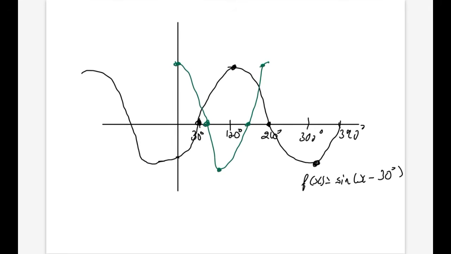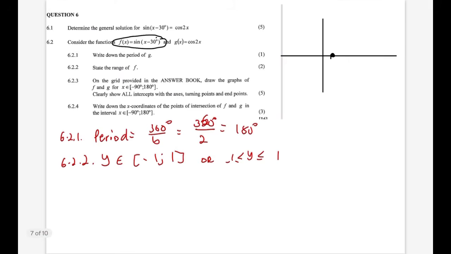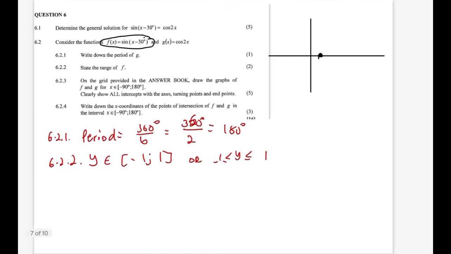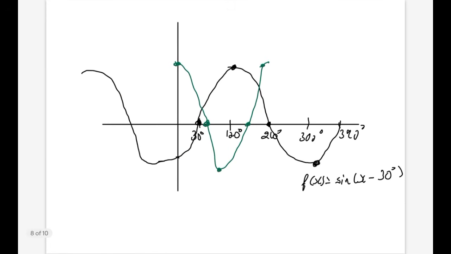Just like that. But before we continue, remember now there is a domain they're asking for. They want us to look at this between negative 90 and 180. Let's go back to our sine graph. It started here at 30, instead of at 0.